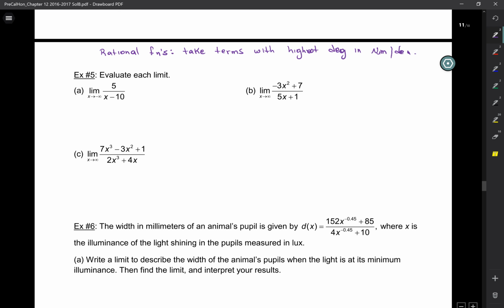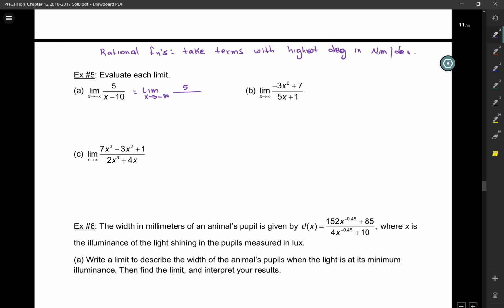So, here we go. This is then going to be the limit as x approaches negative infinity of, what's the term with the highest degree in the numerator? That's just the 5. There is nothing else. In the denominator, what's the term with the highest degree?